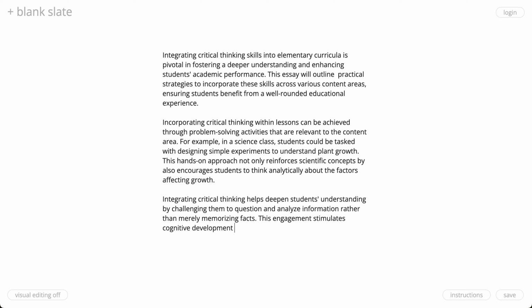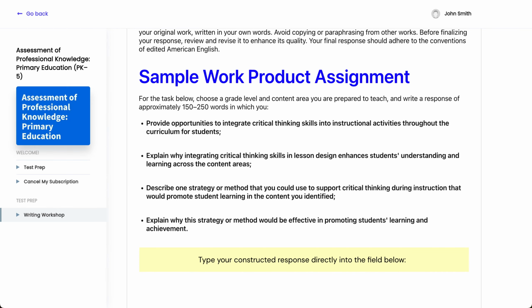Notice here how I'm using buzzwords, and your test administrators will pick up on them. They use cognitive development. This is a good word. So have a list of words that you can use on test day for your essay. Now let's keep going. Cognitive development, and supports, let's say, long-term academic success. All right, so this sounds nice, and let me just go back to the prompt and read the last section that we need to complete. Explain why this strategy or method would be effective in promoting students' learning and achievement.